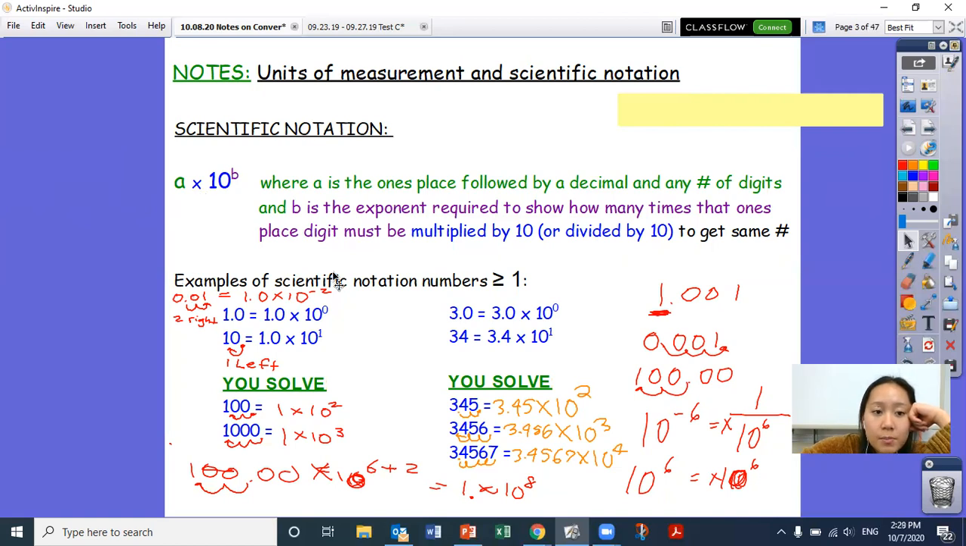Okay, so examples of scientific notation numbers that are greater than or equal to 1 would be 1, for example, which is 1 times 10 to the 0, right? 10 to the 0 power is essentially 1. So 1 times 1 is 1, which equals 1.